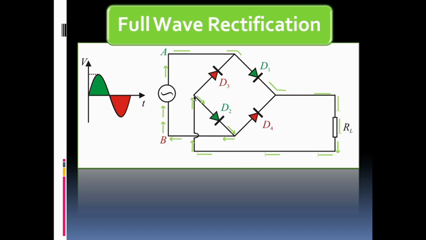Now again it has two paths, and now it appears that D3 is also forward bias, but it is certainly not so. D2 is also forward bias. Now the current has these two options.